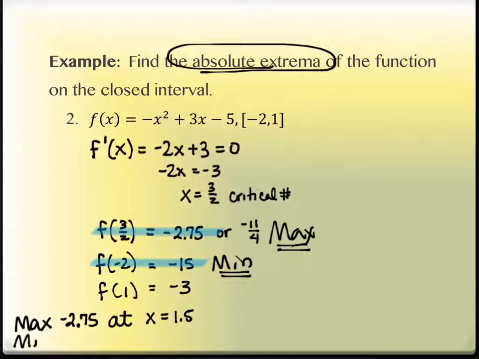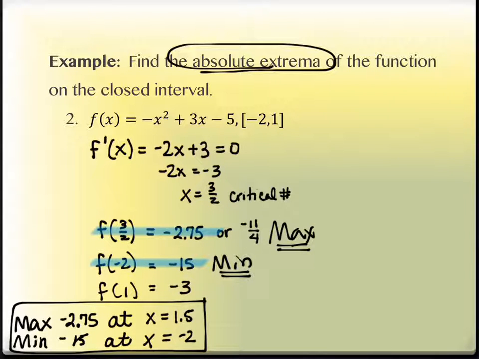And then the minimum is negative 15. And this occurs at x equals negative 2. So this is really your answer to the question. The maximum and minimum values, if that's all they ask for, are the y values.